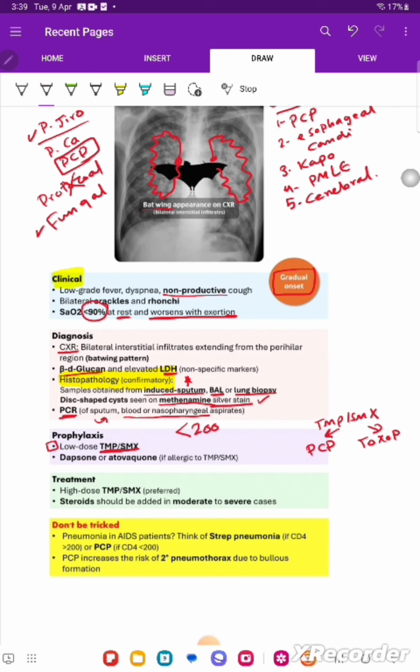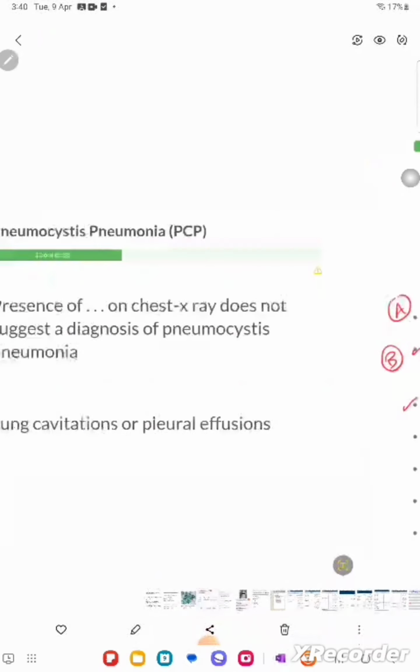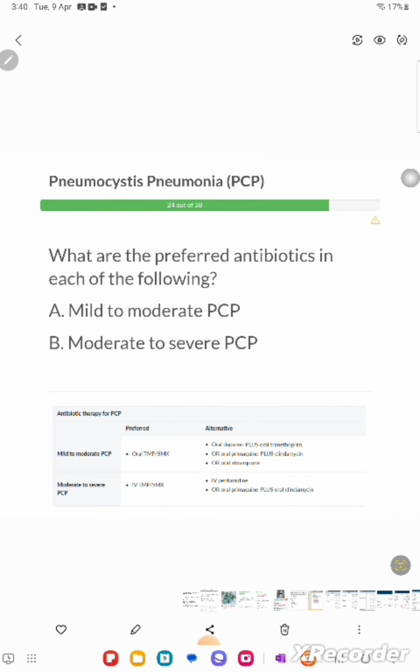So let's come to the last point, which is about the treatment. Treatment is also trimethoprim-sulfamethoxazole. And suppose a patient is taking trimethoprim-sulfamethoxazole and developed PCP, the treatment is still trimethoprim-sulfamethoxazole. We don't need to change the antibiotic. So what about other treatment options? We have other antibiotics which can be used.